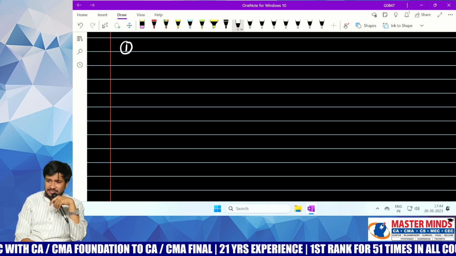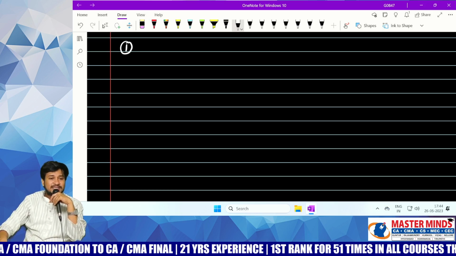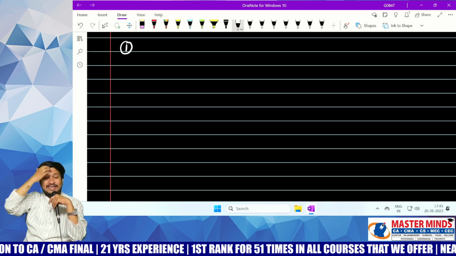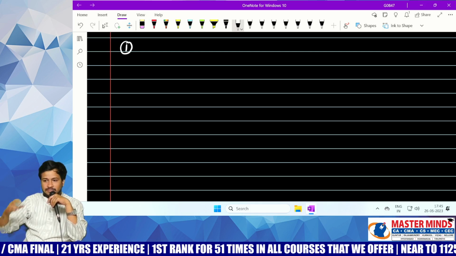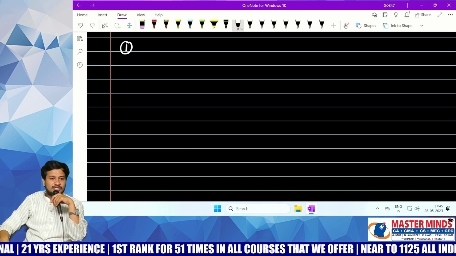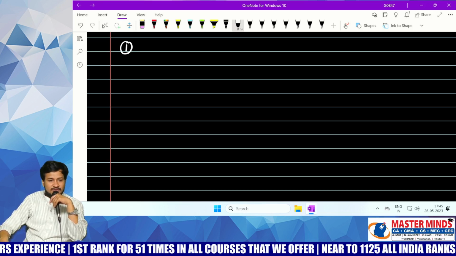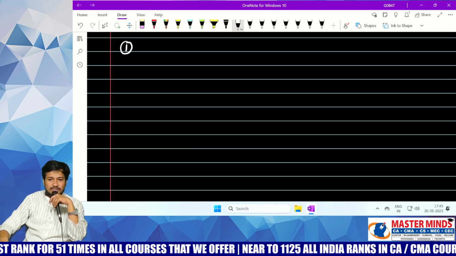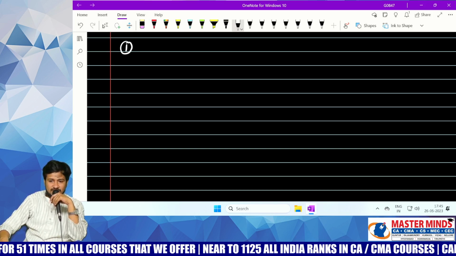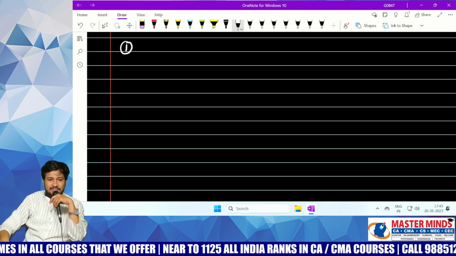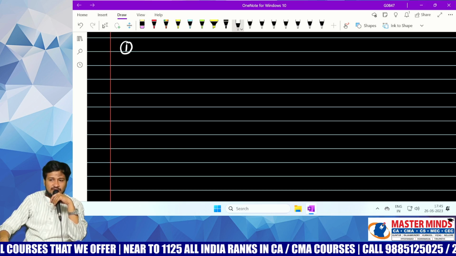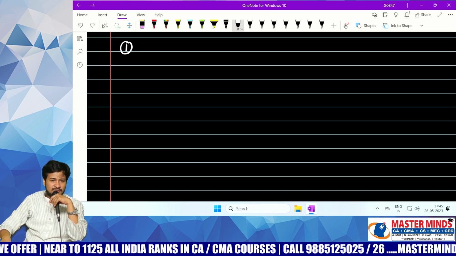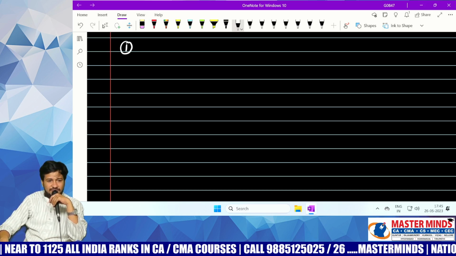Cash flow statement is a statement which reconciles the opening and closing balances of cash and cash equivalents with inflows and outflows, activity wise. Within brackets, what are the three activities we are having? Operating, investing, and financing. Just within brackets you can write operating, investing, and financing.